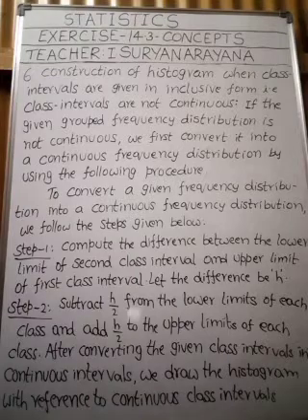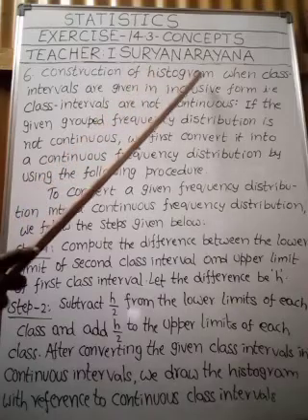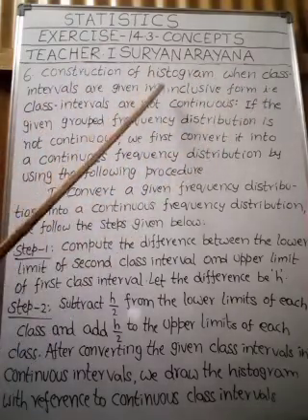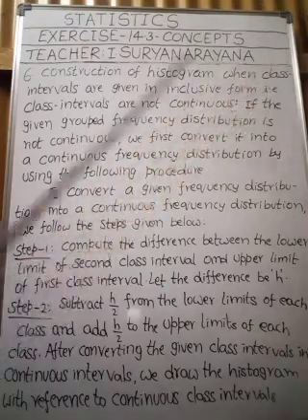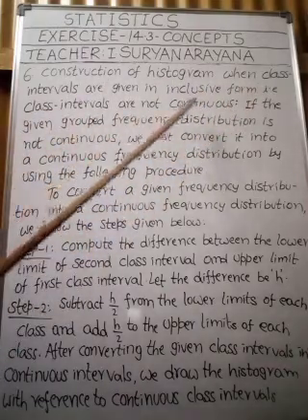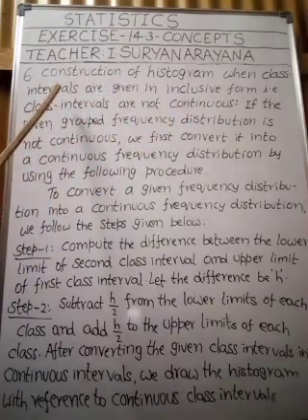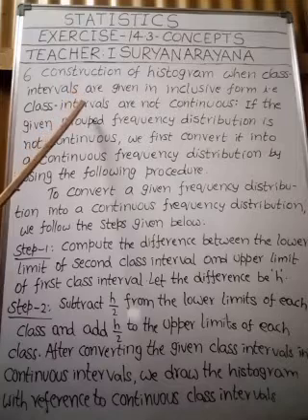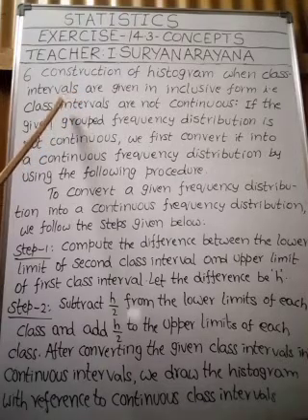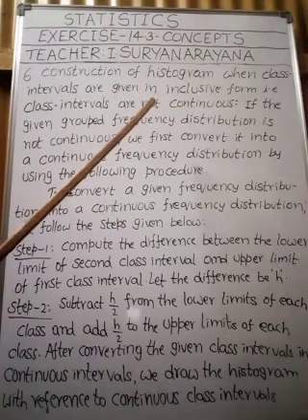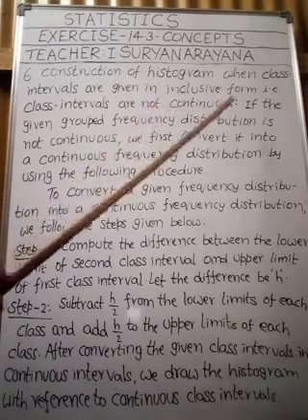Now come to the next point. That is the sixth point: construction of a histogram when class intervals are given in inclusive form, that is, class intervals are not continuous. Okay, my dear children. In this point, we are discussing how to construct a histogram of a frequency distribution which is not continuous. Okay, my dear children? Right.